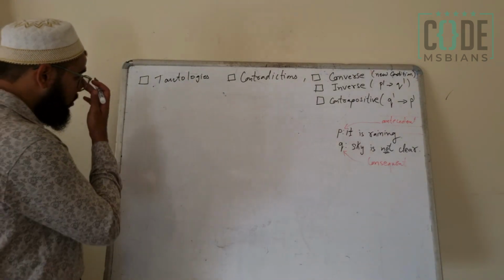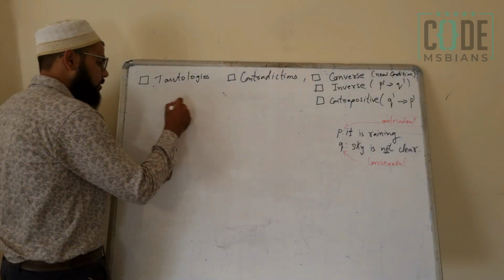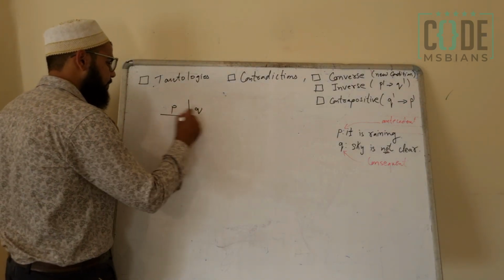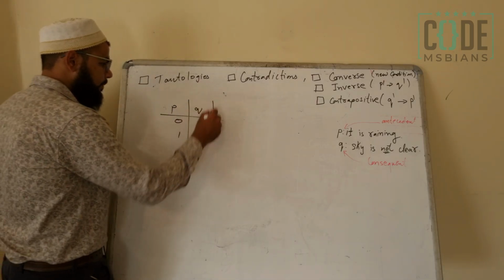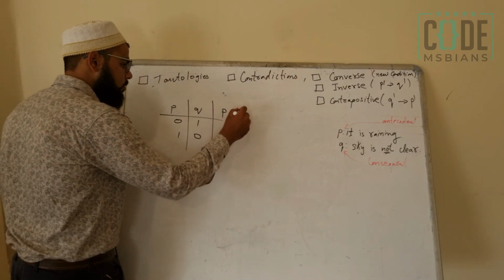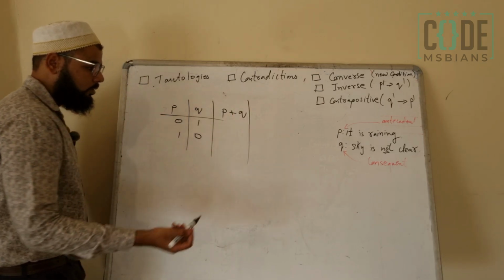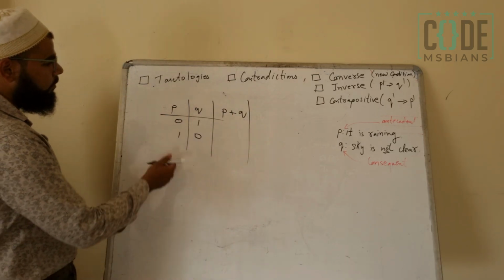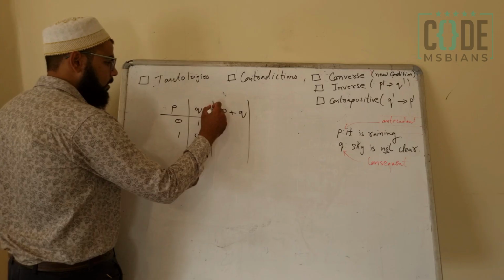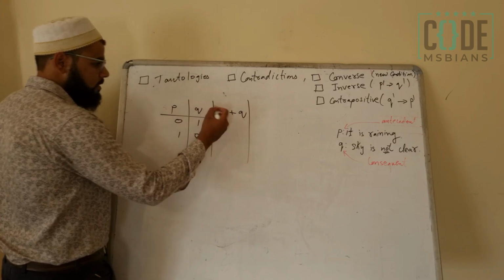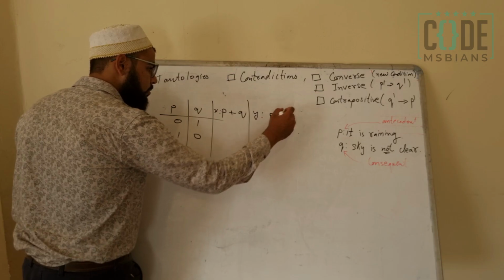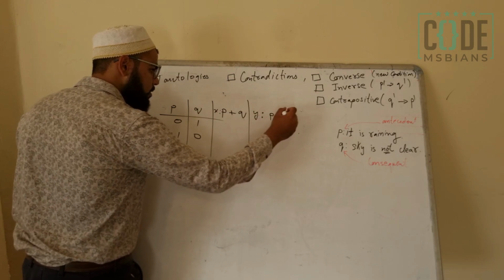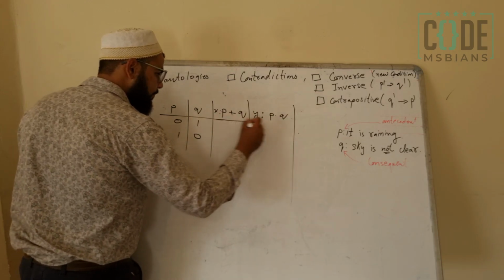For example, let me make a truth table here. Let's say P and Q, and I am making here 0 1 1 0. Here I am doing P plus Q, or P or Q. Let's say I am making it X. X is P plus Q and Y is P dot Q. So what is Y? Y is P dot Q, or P and Q.